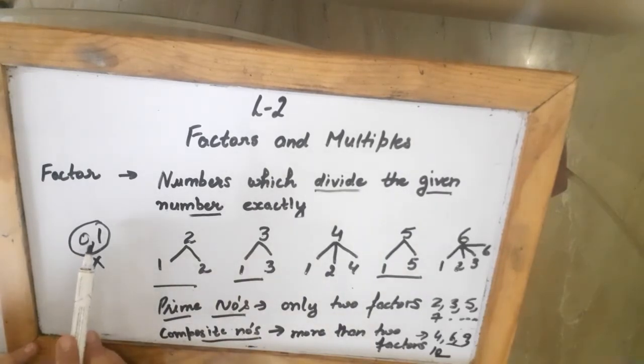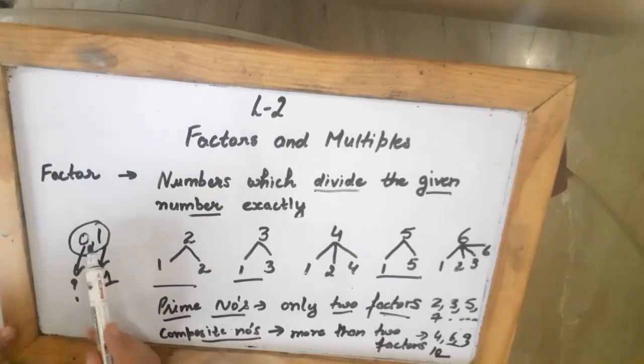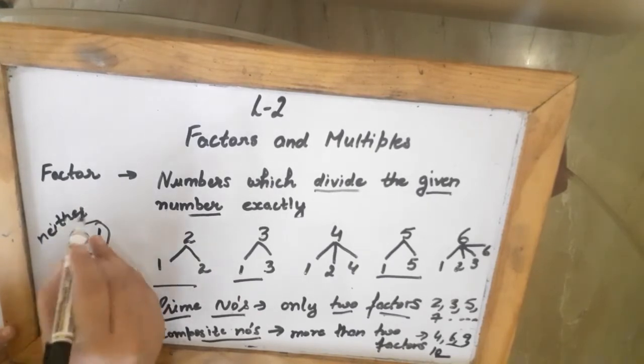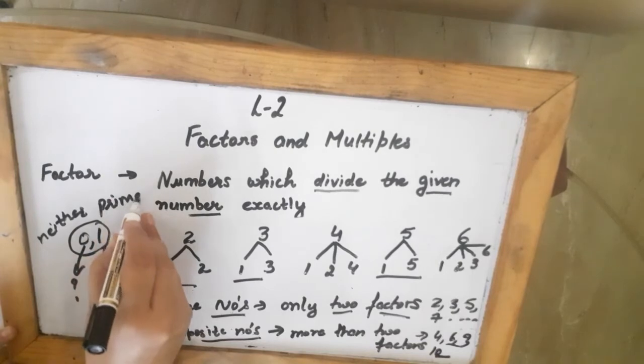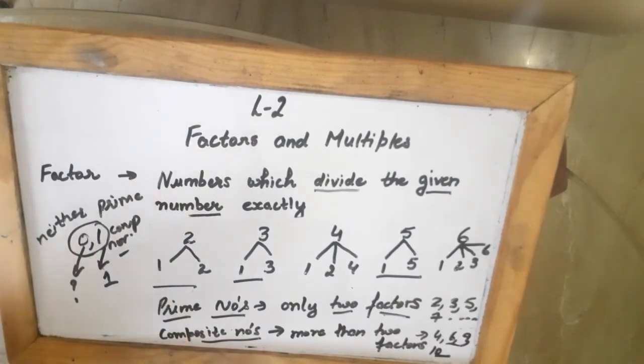Then I told you about 0 and 1. 0 and 1 are neither prime nor composite because they don't have even two factors. I said prime numbers are those which have two factors, but the factor of 1 is only 1. Okay? So 0 and 1 are neither prime numbers, nor composite numbers.